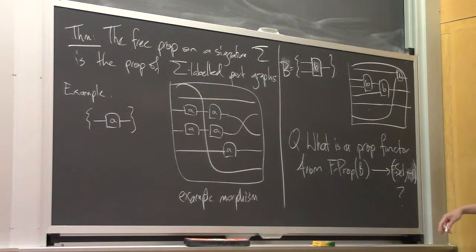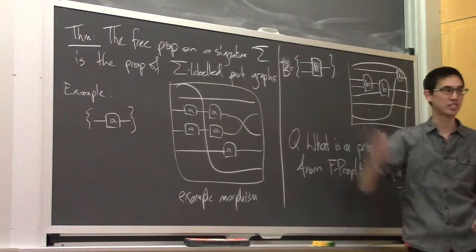So you want us to give you one, or you want us to unpack what? So maybe find a neighbor and talk about just trying to unpack what a prop functor should be given this result.